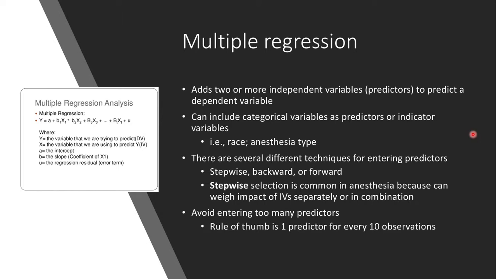You can use that because it helps weigh the impact of independent variables separately and in combination. The one thing you have to be worried about is entering too many predictors into a model. And the rule of thumb is for every one predictor, you should have 10 observations.